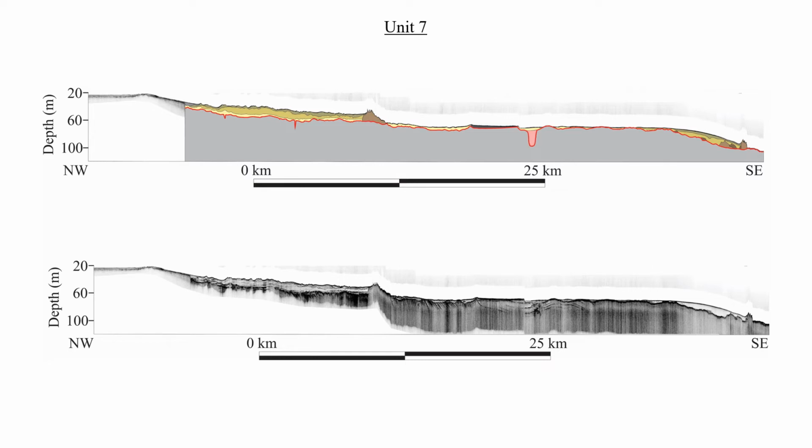Then we have Unit 7, shown in dark grey, the youngest and stratigraphically uppermost unit, and these drape the underlying units, primarily in the saddles created by elevated seafloor features such as the delta form. Unit 7 represents the contemporary Tugela River prodelta, comprising mud and silt.